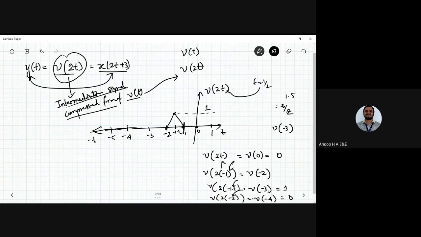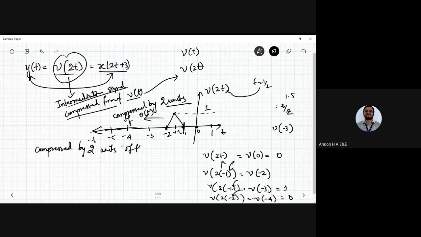So the same step that we did in the even and odd signal, the same way you are doing here. So this one is said to be the compressed form, compressed by 2 units, of the signal v of t. This is what you can verify in this equation or the signal that I have sketched here.